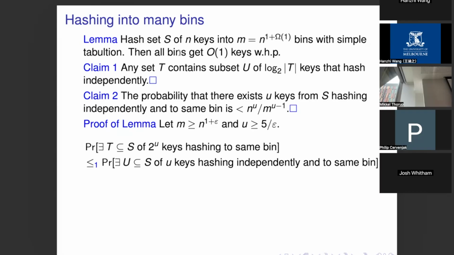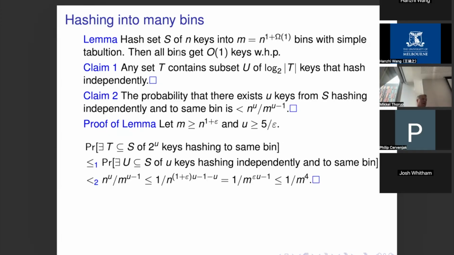now look at this set U that had a logarithmic number of keys. So that's the probability that there exists a set U of U keys that hash independently and to the same bin. And then we had the bound we used here, and we end up with 1 divided by m to the 4. Okay, so it's just a very simple calculation.